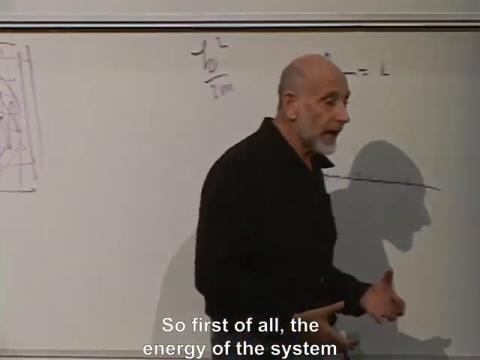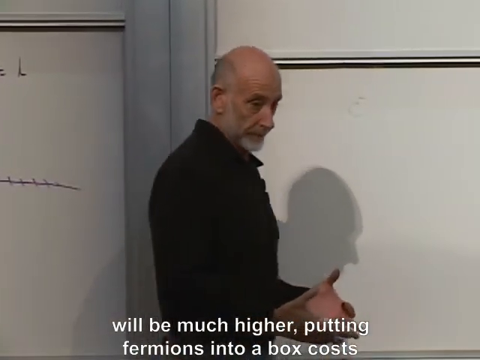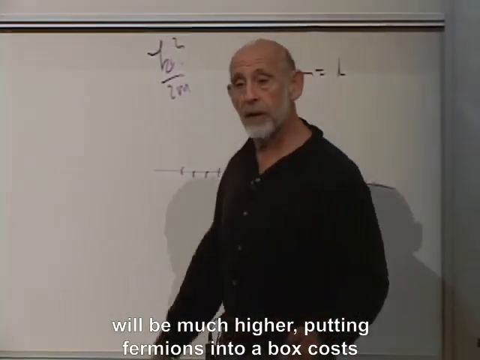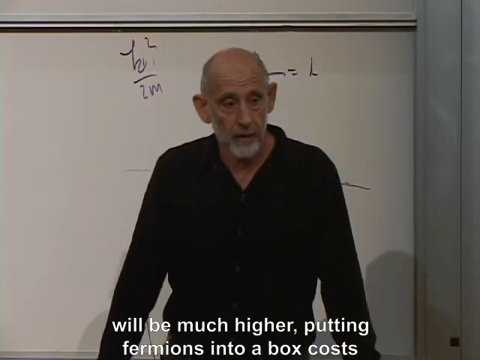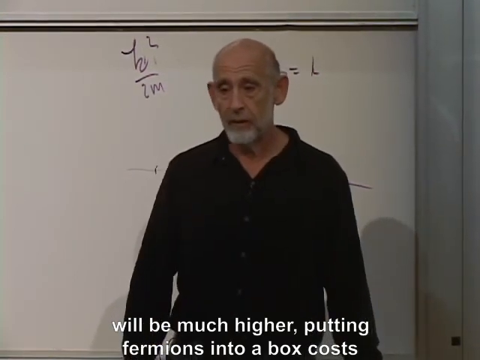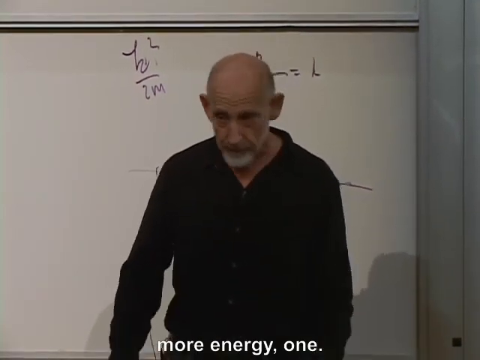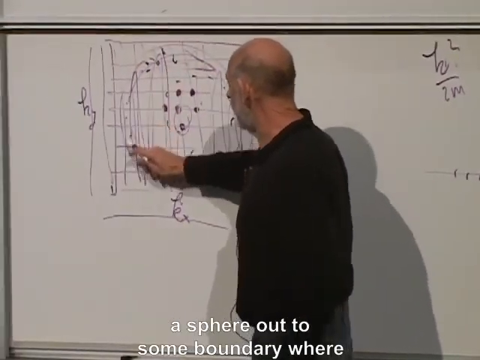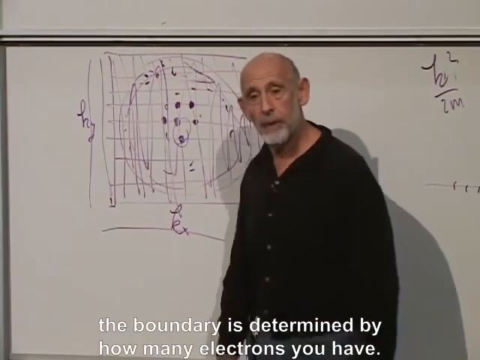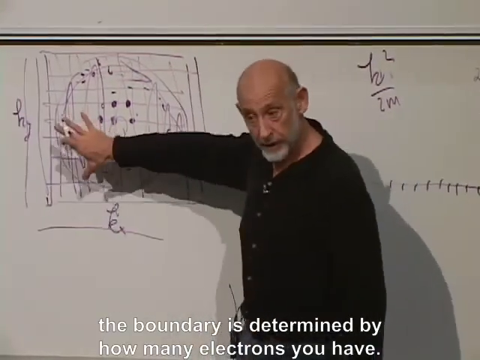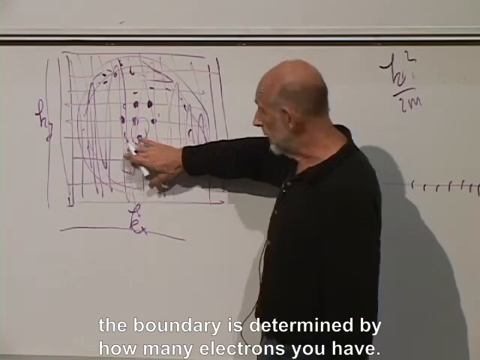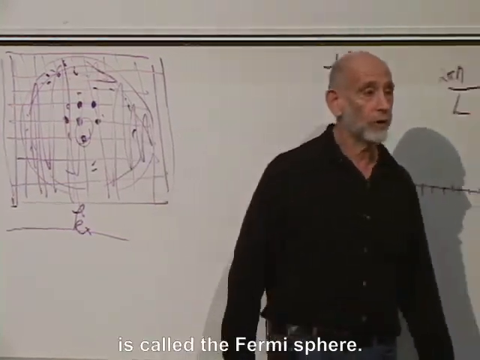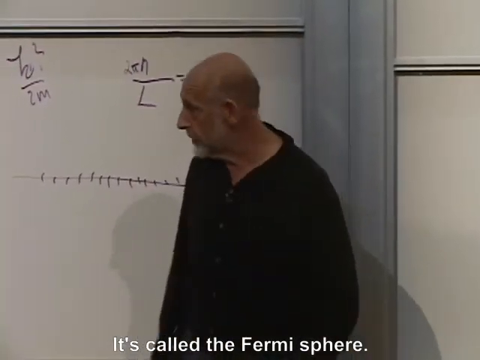So first of all, the energy of the system will be much higher. Putting fermions into a box costs more energy, number one. And number two, there's this pattern that they fill up a sphere out to some boundary where the boundary is determined by how many electrons you have. Right? Depending on the number of electrons, it will fill a sphere, and that sphere is called the Fermi sphere.